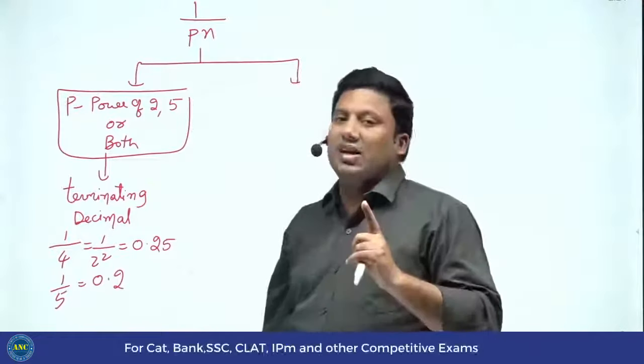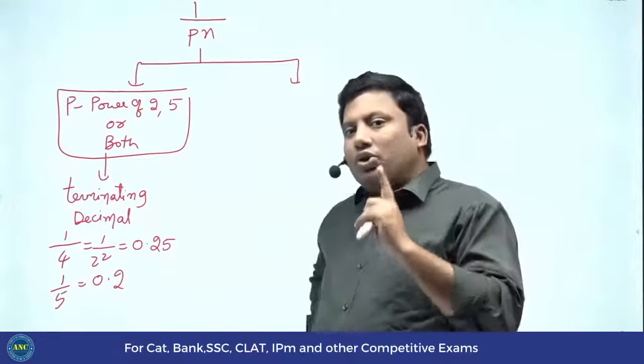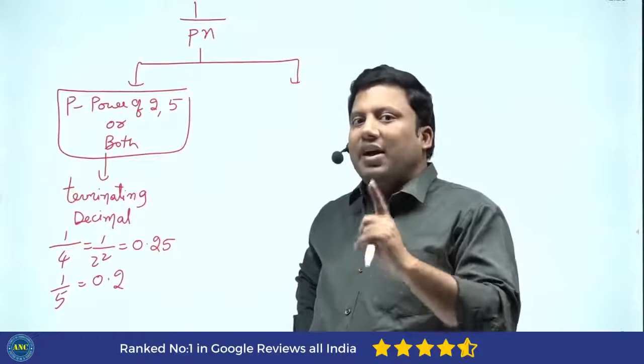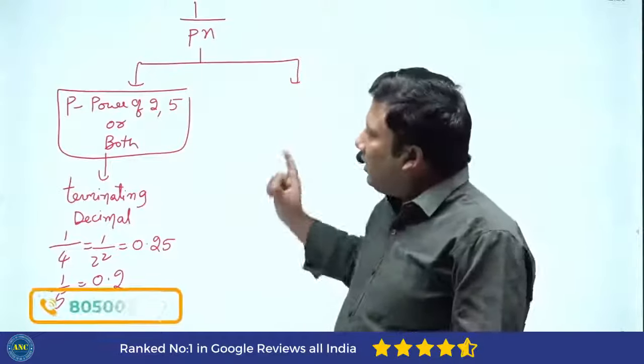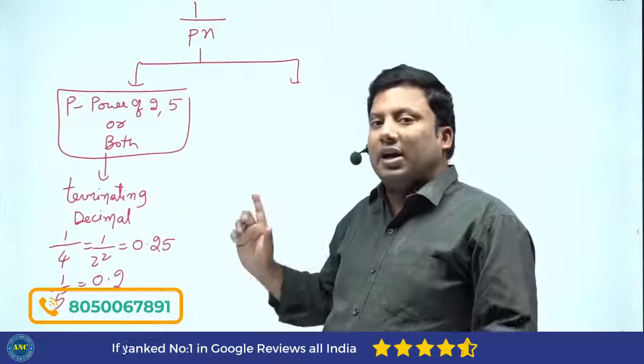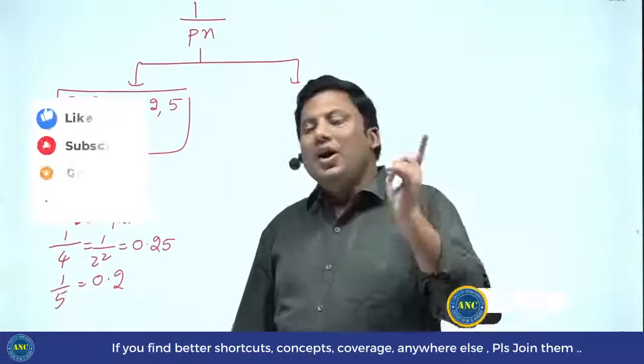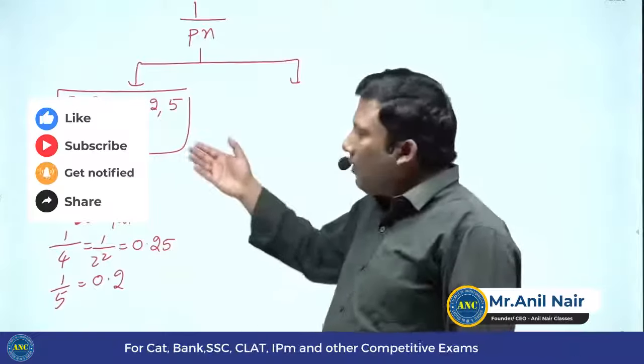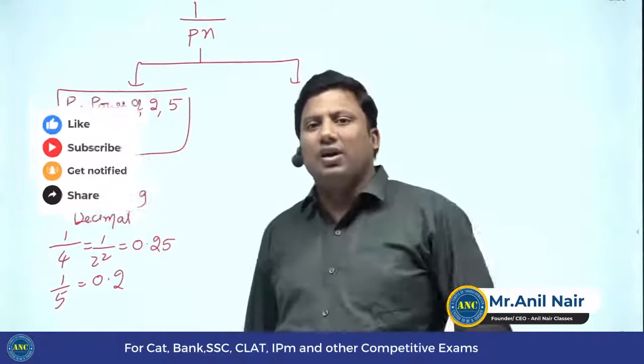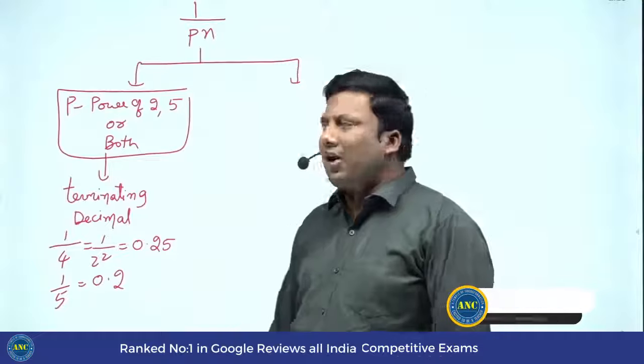If a fraction is given to you, how do you check whether the fraction gives a terminating or a non-terminating decimal? Go to the denominator. The denominator has to be only a power of 2, or only a power of 5, or a power of 2 and 5. Then another question will come: sir, why should it be only a power of 2 and 5?